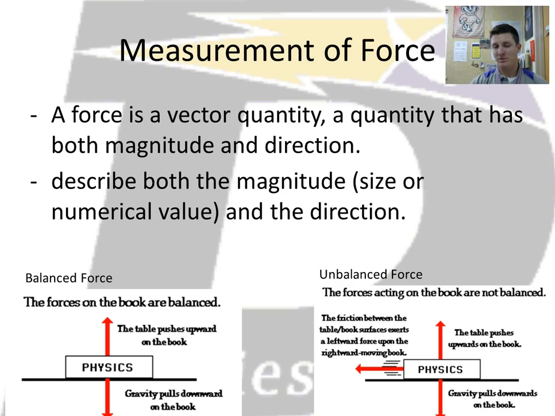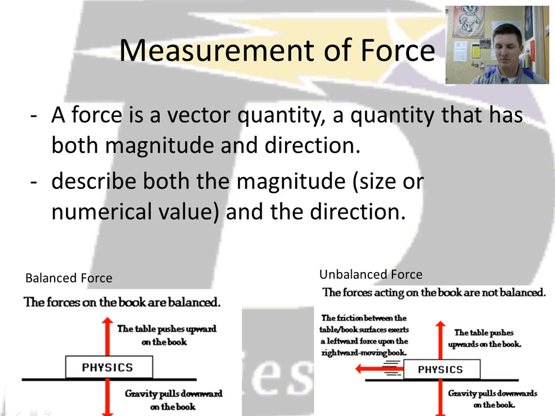In an unbalanced force, we have forces acting on the book here that are not balanced. So what we have here is this book. It says the friction between the table and book surfaces exerts a leftward force upon the rightward moving book.